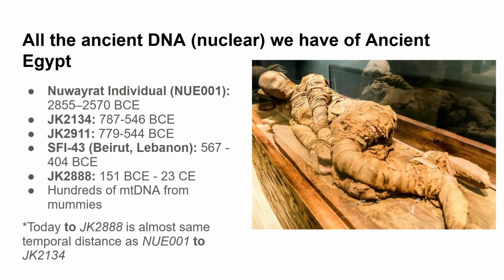Now an interesting thing is, the oldest mummy sample that we have is the Nueret individual, and the newest is JK288 from the Ptolemaic period, so ancient Egypt during the Greek rule. And it's interesting that JK288 is actually closer to us than it is to the oldest sample. So that's just how ancient Egypt is. I don't know if you guys have heard it, Cleopatra is actually closer to our time than she is to the building of the pyramids. So ancient Egypt is very old, so we have a lot of gaps in the DNA record.